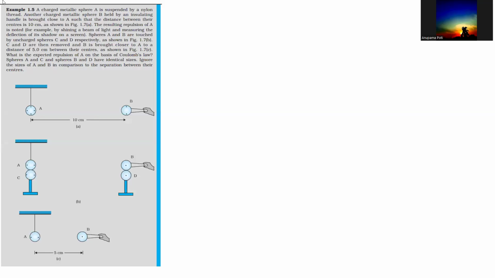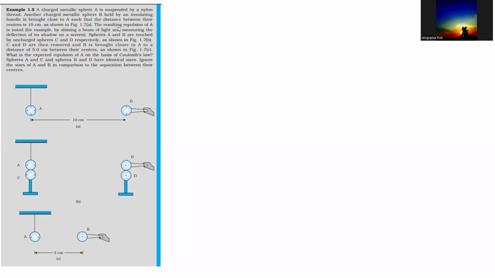Example 1.5. A charged metallic sphere A is suspended by a nylon thread. Another charged metallic sphere B, held by an insulating handle, is brought close to A such that the distance between their centers is 10 centimeter.